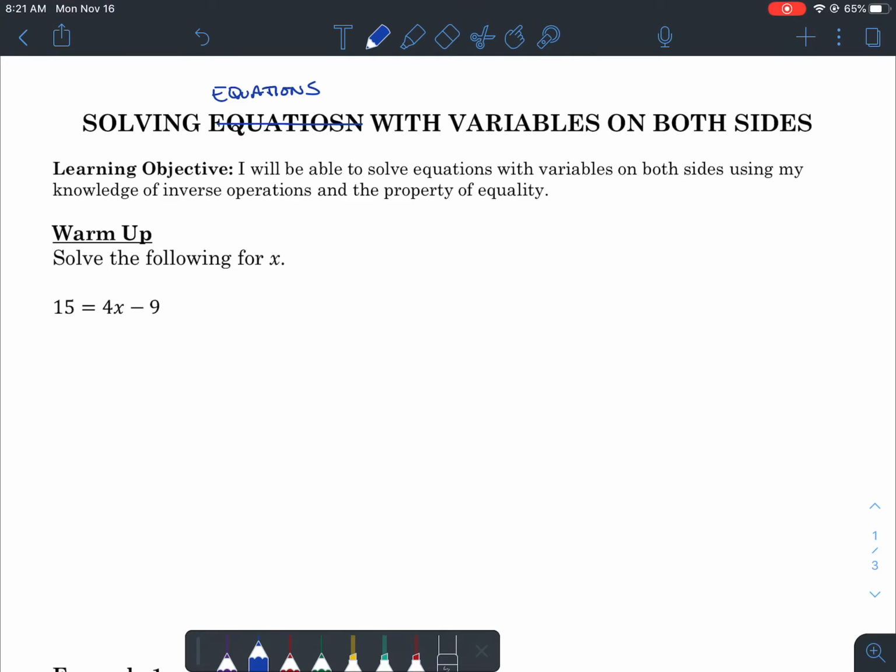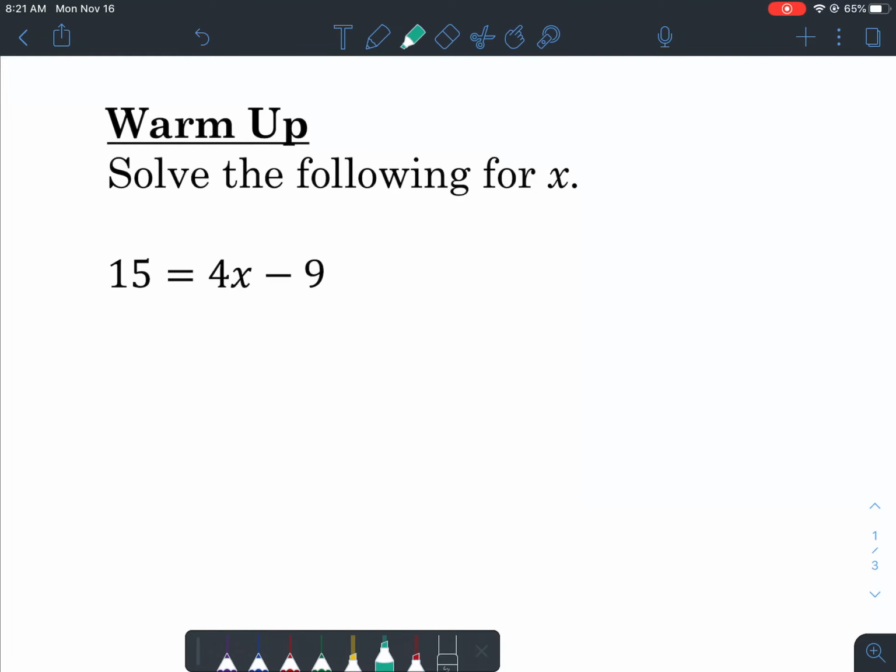Alright, solving the warm-up. We have our variables. Try to keep this consistent. We have our variables, and then we have our constants. We have constants on both sides. We want variables and constants on separate sides. So we need to move that minus 9 away so that the variable is by itself. So we're going to do the inverse operation of subtraction, and we're going to add to both sides.